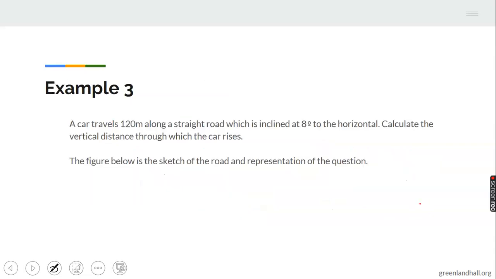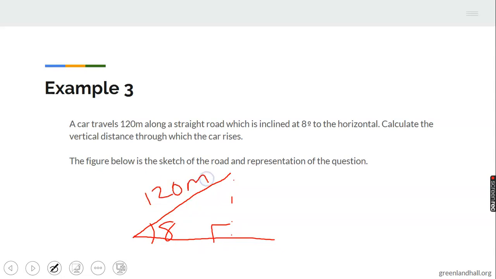Now, another question is, a car travels 120 meters along a straight road which is inclined at 8 degrees. Okay, now let's look at the diagram. This is the road. Then the car is inclined as if it's climbing a hill. Then we have something like this. This is the right angle. The angle is 8 degrees to the horizontal. Then the car travels 120 meters. Then we are looking for H.